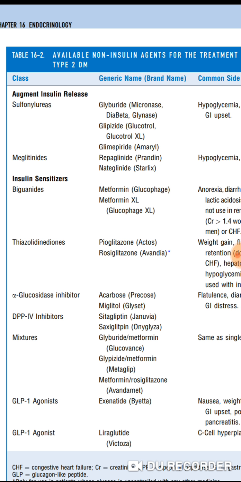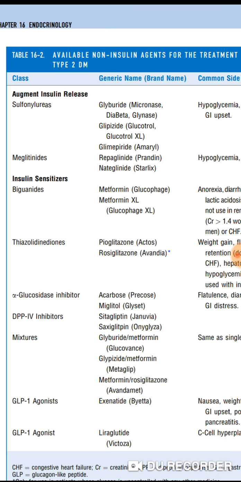The main side effect associated with metformin is GI upset, and these include anorexia, diarrhea, vomiting. And to minimize this side effect, the patient is advised to take metformin during a meal or with a meal. We have an extended release form of metformin available, and it can be given once daily.